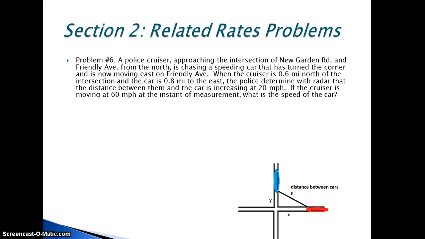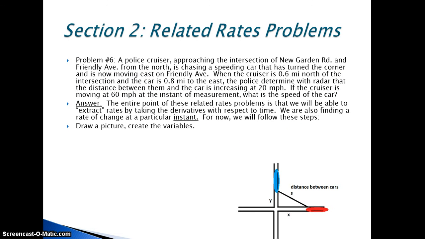Our final problem here. A police cruiser is approaching the intersection of New Garden Road and Friendly Avenue, seen below, and we'll say the police cruiser is in blue. It is chasing a speeding car in red that has turned the corner and is now moving east on Friendly Avenue. When the cruiser is 0.6 of a mile north of the intersection and the car is 0.8 of a mile to the east, the police determine with radar that the distance between them and the car is increasing at 20 miles per hour. If the cruiser is moving at 60 miles per hour at the instant of measurement, what is the speed of the car?